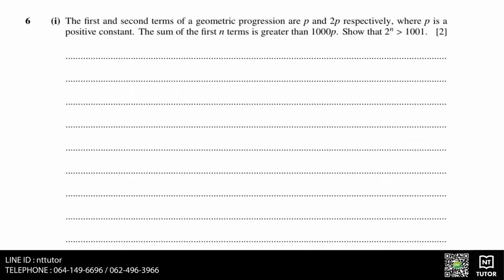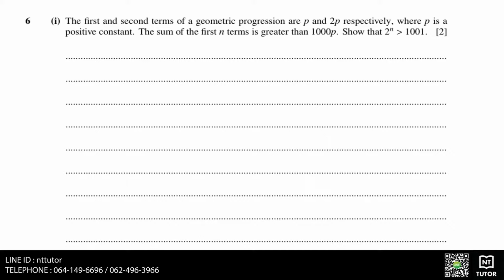The first and second terms of a geometric progression are p and 2p respectively, where p is a positive constant. The sum of the first n terms is greater than 1000p. Show that 2 to the power of n is greater than 1001.